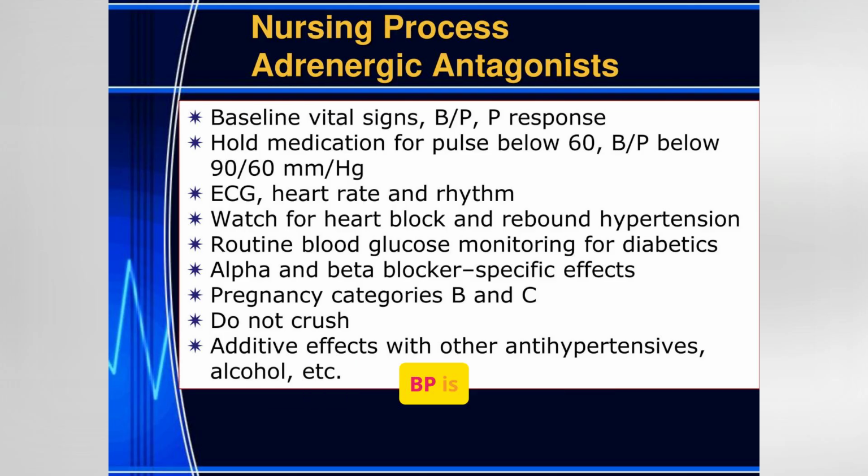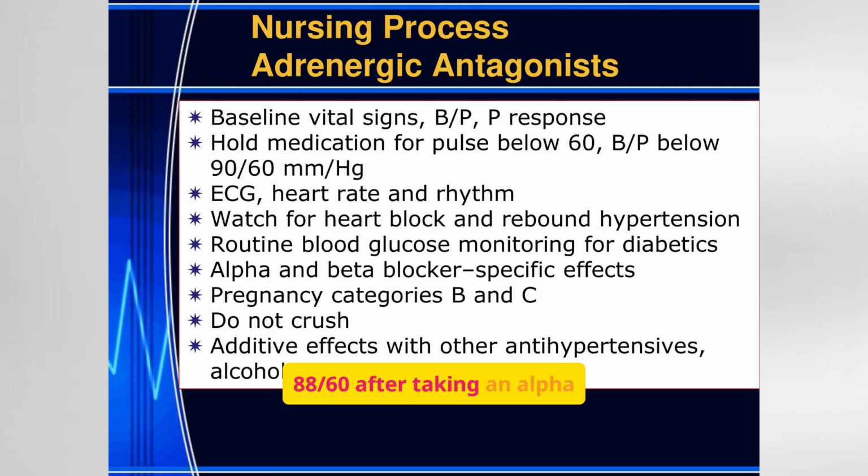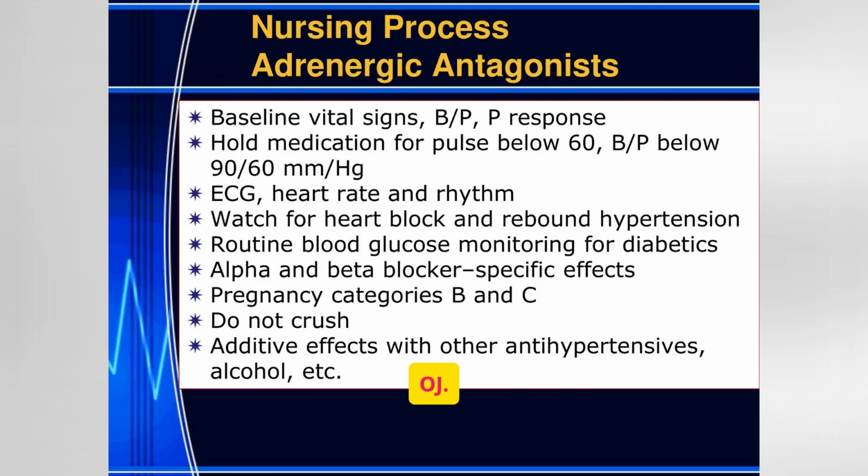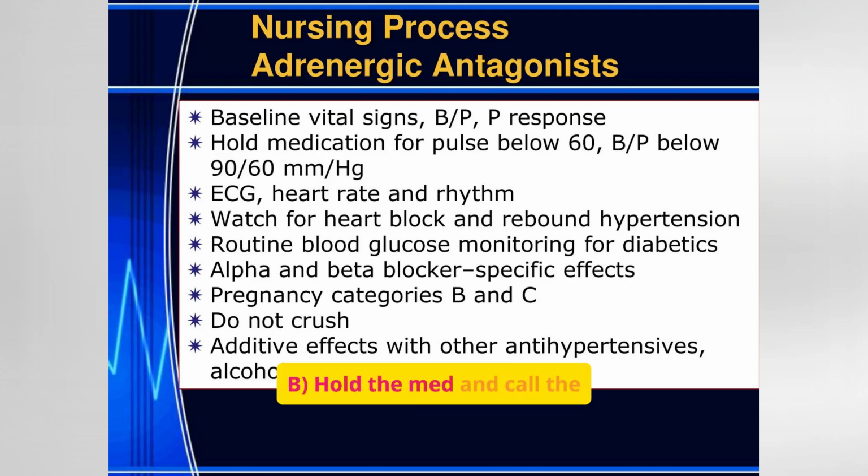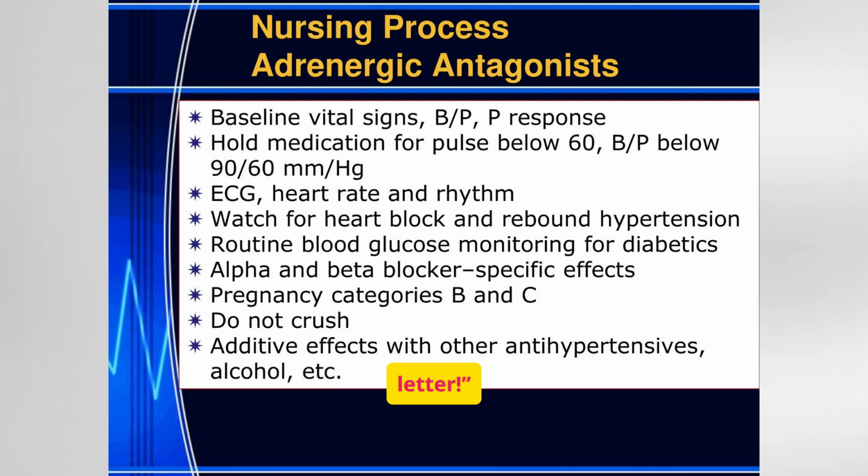Your patient's BP is 88/60 after taking an alpha blocker. What do you do? A. Give OJ. B. Hold the med and call the provider. C. Recheck in 4 hours. Comment with the correct letter.